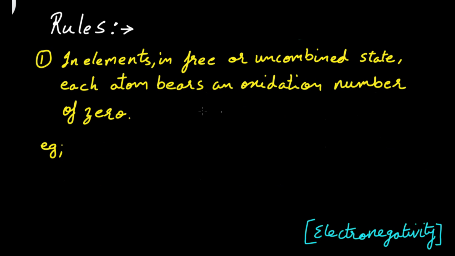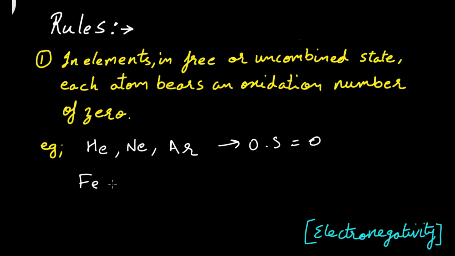Rule number 1: in elements in free or uncombined state, each atom bears an oxidation number of 0. For example, we can take noble gases, helium, neon, argon. All these will have oxidation state equal to 0. Any other atom or element that can exist in free state, right, will also show oxidation state equal to 0. This is the meaning of the first rule.